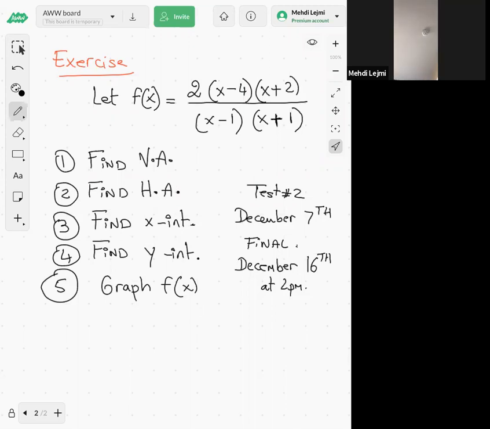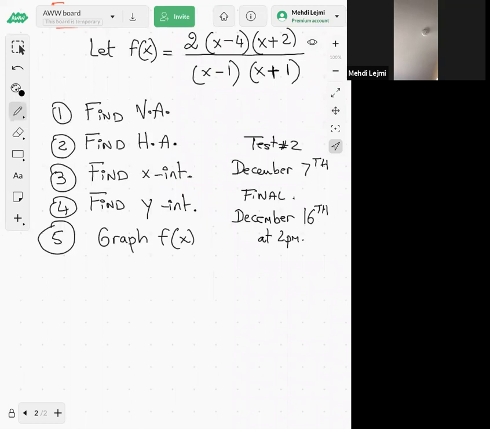Okay, guys, I guess you are done with the exercise. Did you succeed? The graph of f of x. All right, so probably you are done. Let me at least start with number 1.